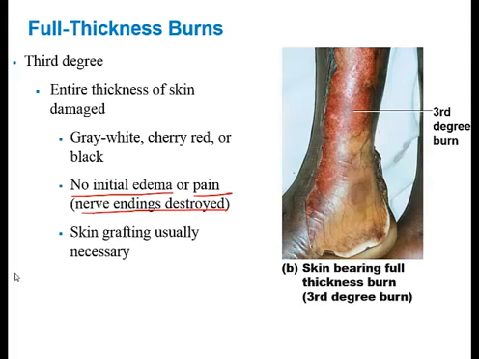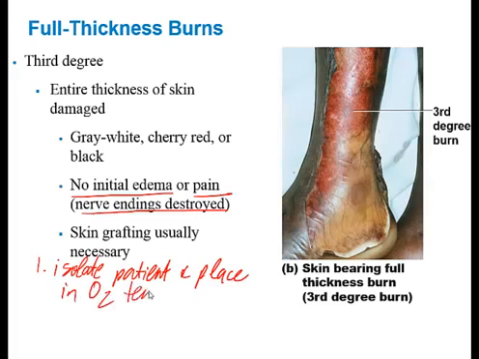The first thing that they need to do is isolate the patient, and they're going to place them in an oxygen tent. But they definitely want to prevent the bacteria from growing. They're going to be doing skin grafts, because remember, the entire dermis is also damaged. So really the whole skin is damaged. That's why it's referred to as a full thickness burn.